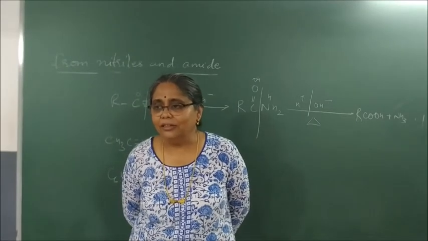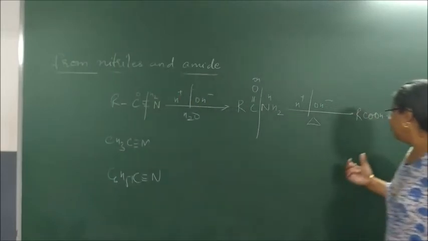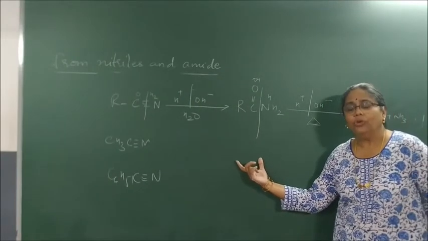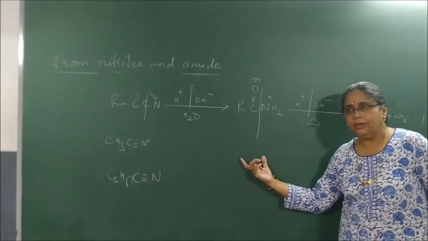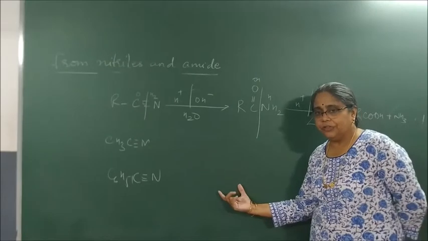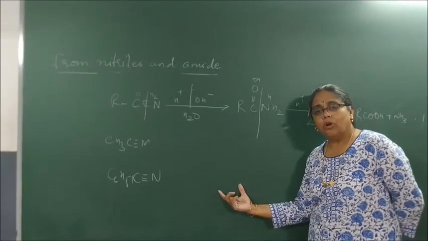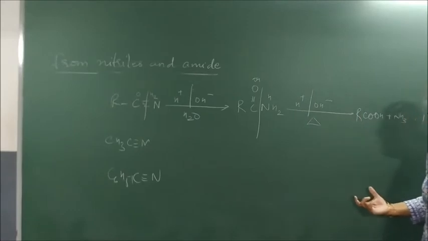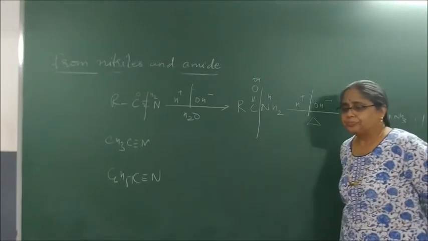Done? Written? Here we will get CH3COOH. We will get here CH3CONH2. It is called ethanamide and ethanoic acid. C6H5CONH2 is called benzamide, and you will get benzoic acid.